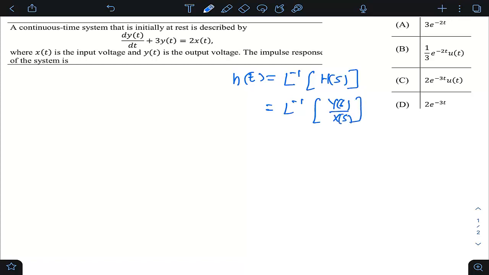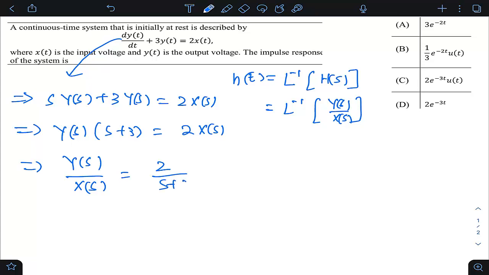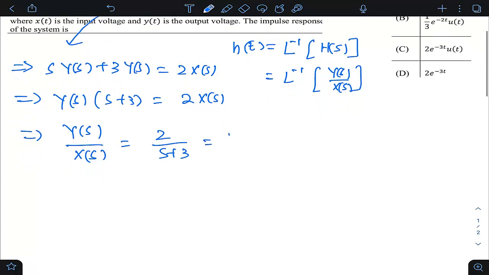So first I'll be converting this equation into its S domain model. dy/dt of y(t) in S domain is s into Y(s), plus 3Y(s) equals 2 into X(s). If you take Y(s) as common, it is (s plus 3) Y(s) equals 2X(s). So this implies Y(s) divided by X(s) happens to be 2 by (s plus 3). And this is your H(s).